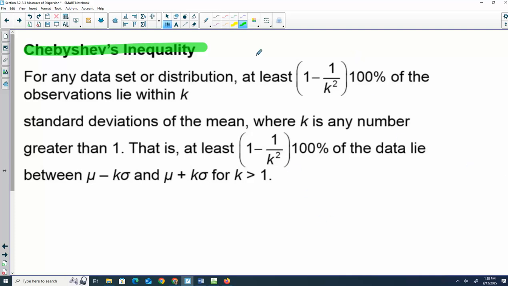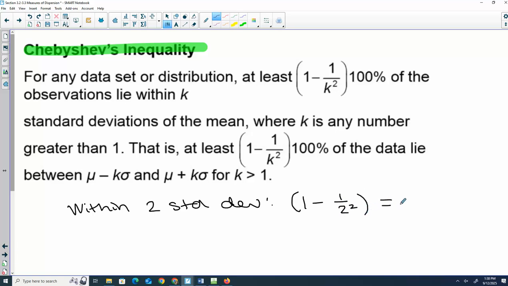So, for instance, k is the number of standard deviations. If I said within 2 standard deviations, you would do 1 minus 1 over 2 squared. Okay, and that gives you 0.75, so that's 75% of the points. So notice, empirical rule says how many are within 2 standard deviations? 95. This is 75, because if it's not bell-shaped, it's a little more spread out. Okay, so the percentages are lower.